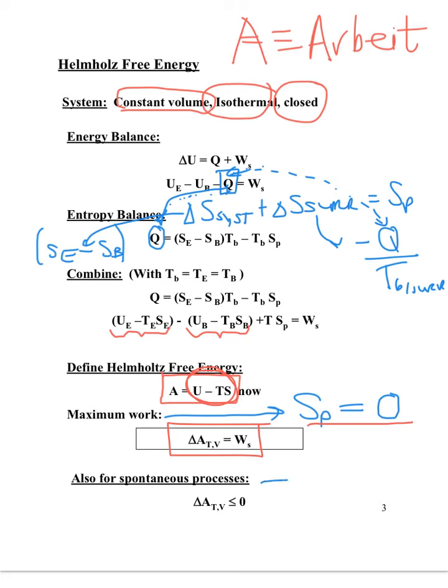Also, if the shaft work is now set equal to 0 in our energy balance, we can prove that if we now do not set S_P equal to 0, this is equal to minus temperature times entropy produced, and it must be less than 0. In this case, the temperature and the volume of the system is kept constant.